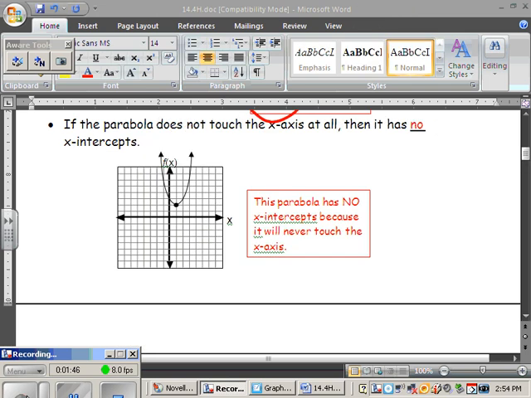In this last graph, you can see that the parabola is not touching the x-axis at all. So we say it has no x-intercepts, or roots, or zeros. Doesn't mean the graph does not exist. It simply means it will never touch the x-axis.